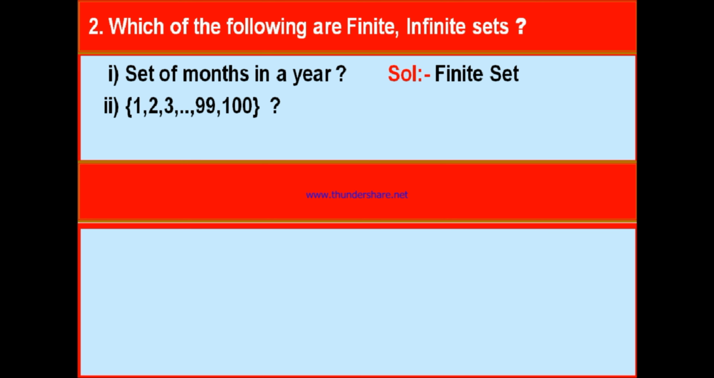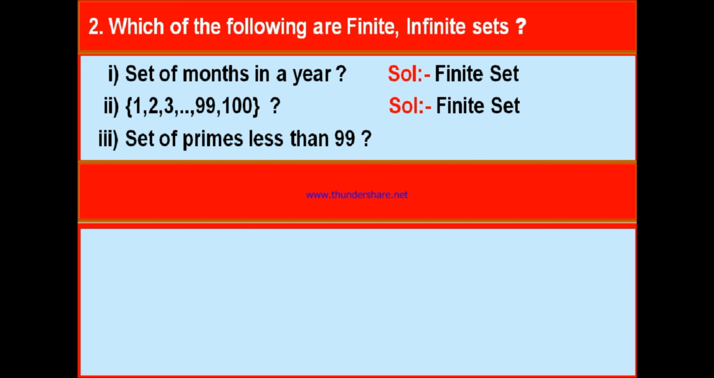Second bit, set of 1, 2, 3, etc., 99 and 100. You can count how many elements are there in this set. There are 100 numbers. Therefore, it is a finite set. And third bit, set of primes less than 99. Set of primes is infinite, but set of primes less than 99 is a finite set. Actually, there are 25 prime numbers below 99. Therefore, it is a finite set as it is countable.